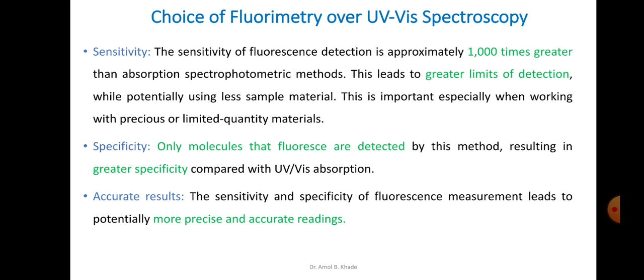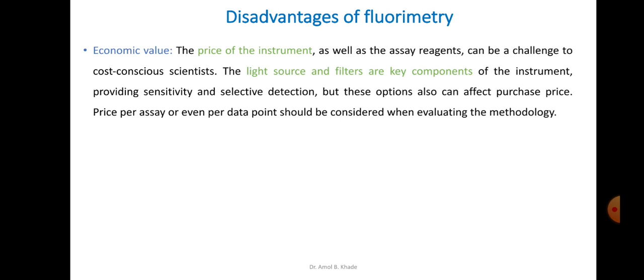Okay, so based on what kind of sample you have, to what extent you want to detect, right? The limit of detection, all those things you need to keep in your mind when you are selecting between fluorimetry and UV visible spectroscopy. So each and every method also has some shortfalls or drawbacks. So there are also certain disadvantages of this fluorimetry in terms of the cost effective way.